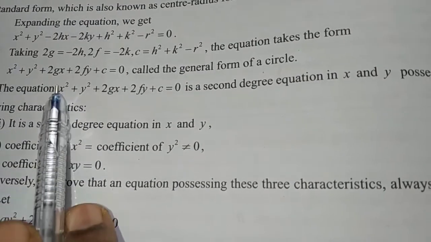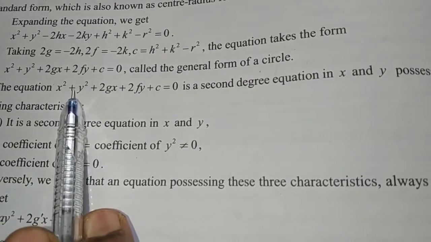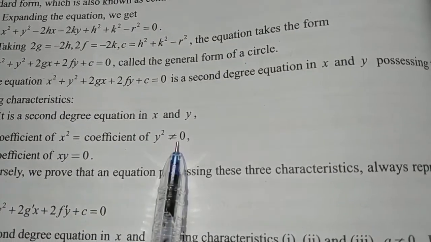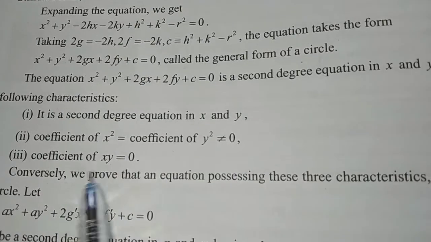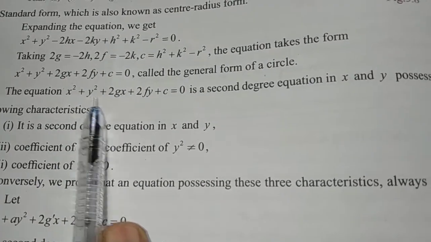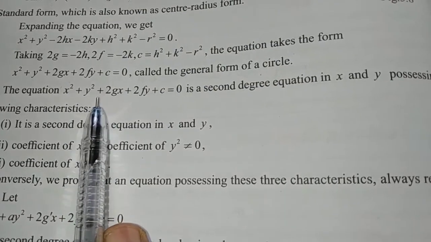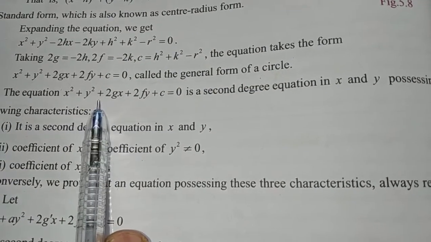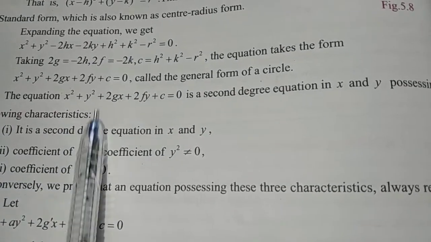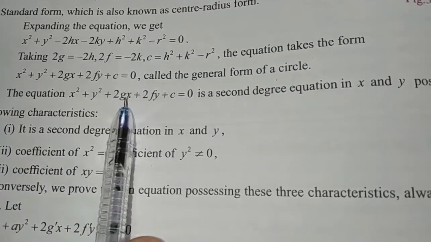The coefficient of x squared is 1, and the coefficient of y squared is also 1. The two coefficients are equal and not equal to 0. The coefficient of xy equals 0, that means no xy term. If there is an xy term, this is a pair of straight lines equation, which you already studied in plus one. No xy term means this is a circle equation.